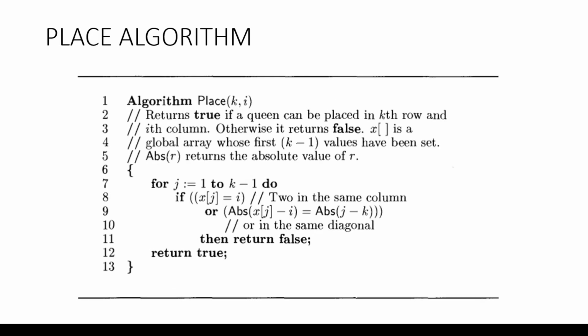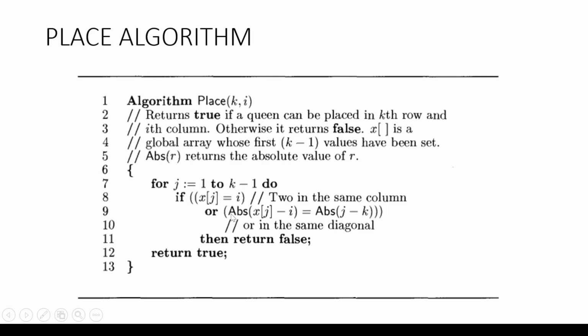Now this is the place algorithm. The place algorithm returns true if a queen can be placed on the kth row and the ith column. Otherwise, it will return false. So in the place algorithm, what it basically does is check whether the already placed queen and the new queen for which the position is to be found are in the same column or in the same diagonal.